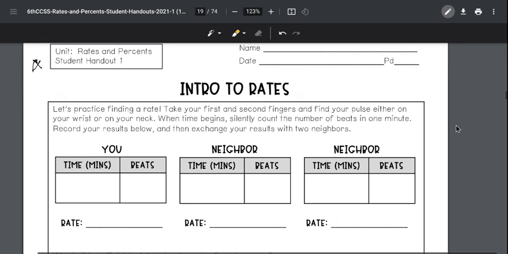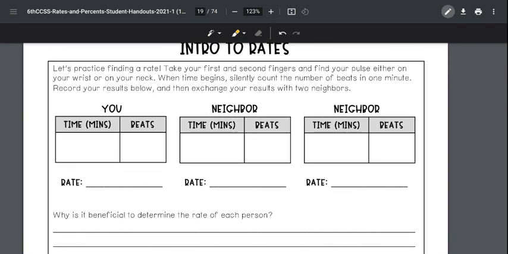So let's practice finding a rate. Take your first and second fingers and find your pulse either on your wrist or on your neck. When time begins, silently count the number of beats in 1 minute. Record your results below and then exchange your results with two neighbors.